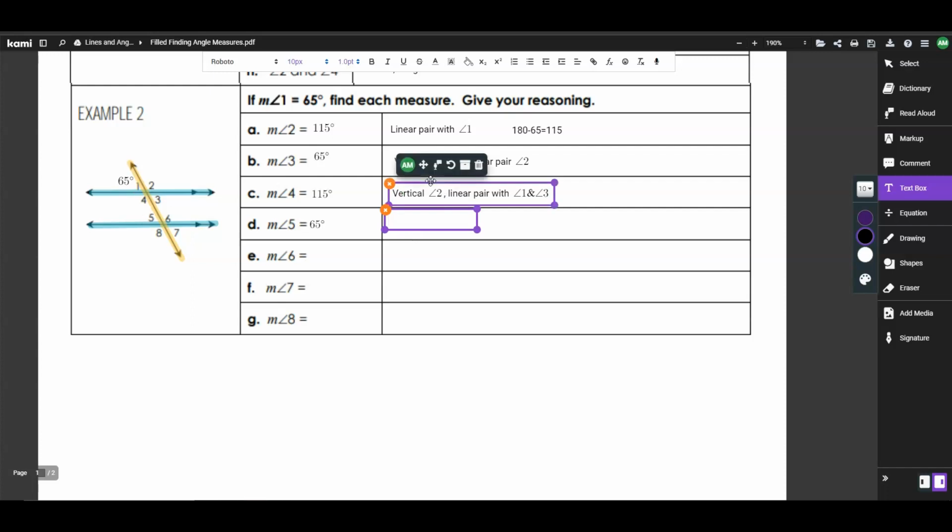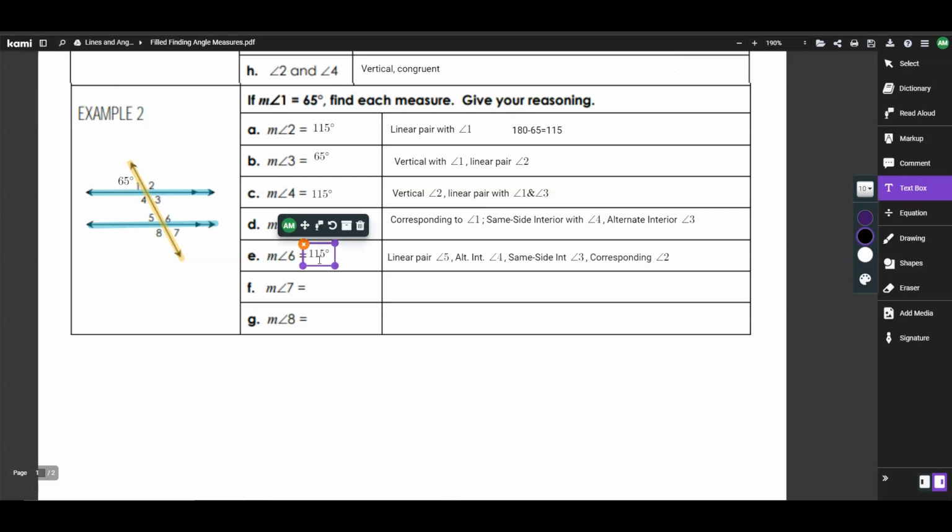All right, so angle 5 is going to be 65 degrees, again for several reasons. One is it's corresponding to angle 1. It's same side interior with angle 4. It is alternate interior with angle 3.